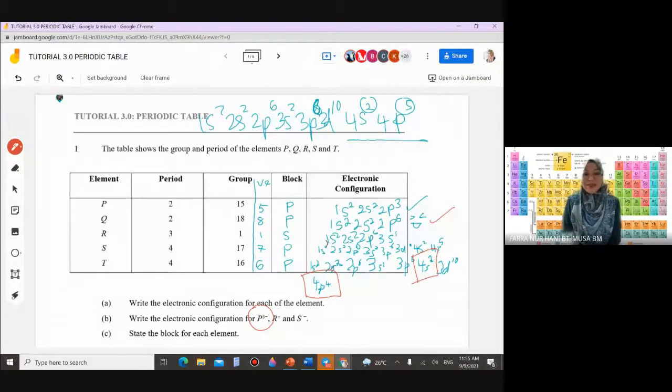Sekarang ni ion. Kita dah belajar the previous topic kan. Macam mana nak buat electronic configuration untuk negative ion, untuk positive ion. Okay. So negative ion tak ada masalah. Dia just tambah saja elektron. So nak jadi 3 minus.